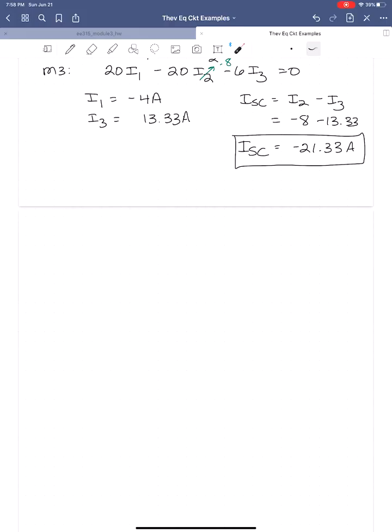Okay, so we can solve for the Thévenin equivalent resistance now. Our Thévenin equivalent resistance is equal to the open circuit voltage divided by the short circuit current. This is minus 128 over minus 21.33. So the Thévenin equivalent resistance is going to be 6 ohms.